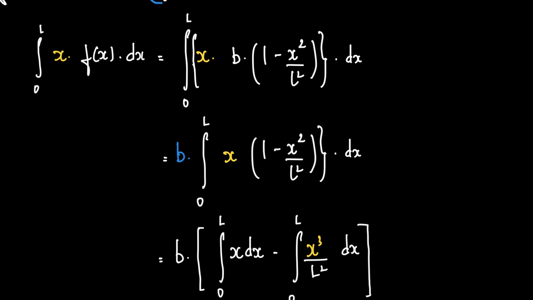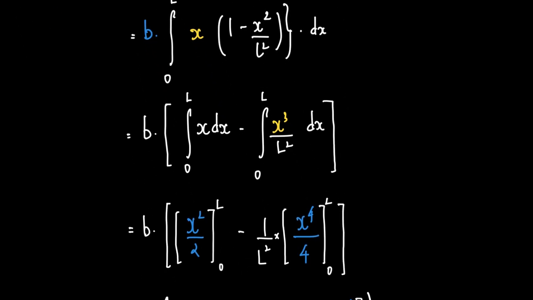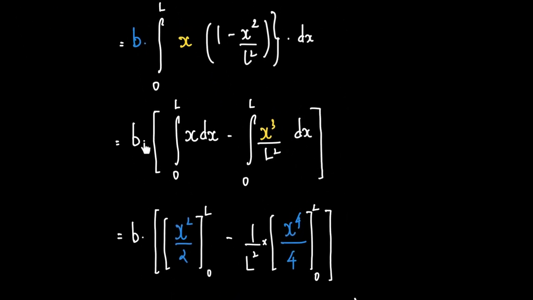So x into 1 becomes x, x into x square becomes x cube. Since b is a constant, I take that out of the integrand here. So what we have here further is b into integral x dx minus integral x cube by L square dx. L square is a constant here. Why? Because here L represents the length of the rod, which is a constant, right? Length of the rod is a constant.